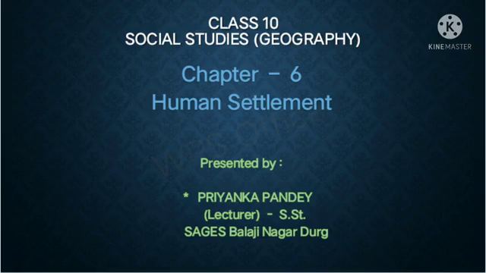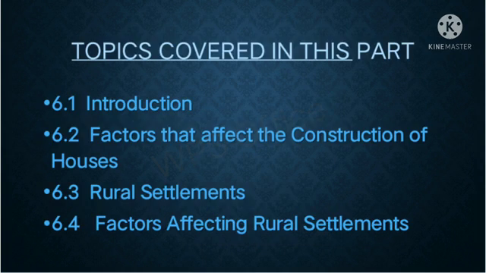Dear students, this is chapter number 6 of Geography, Human Settlement. In this chapter, we are going to cover the following topics, which include introduction, factors that affect the construction of houses, rural settlements, factors affecting rural settlements.